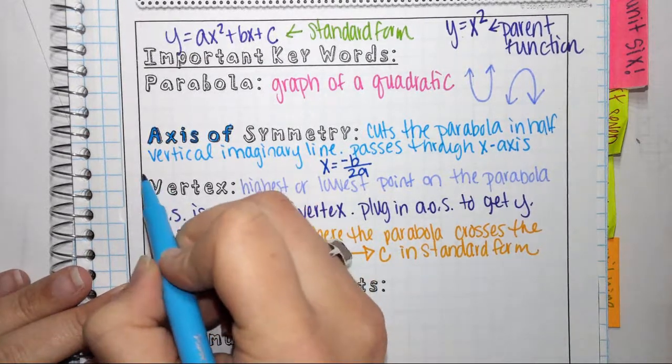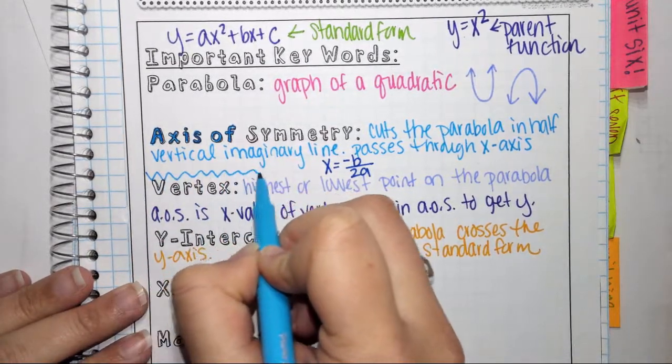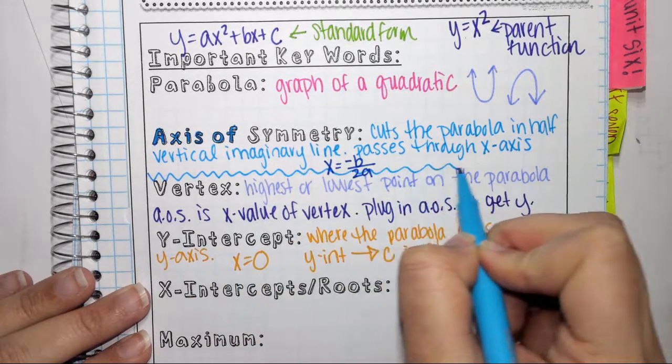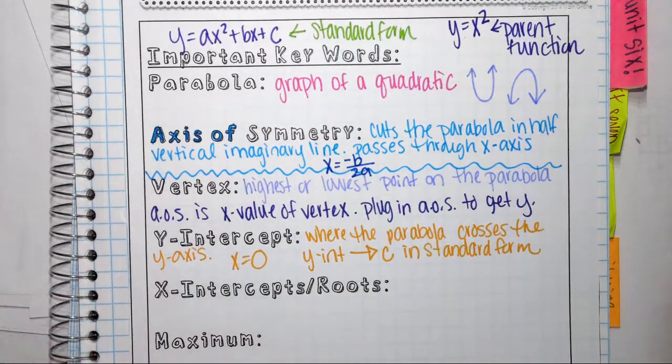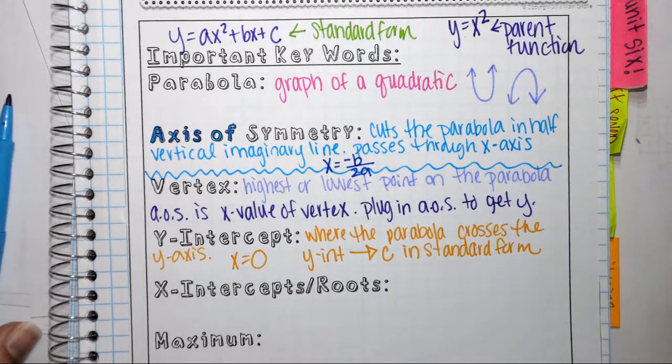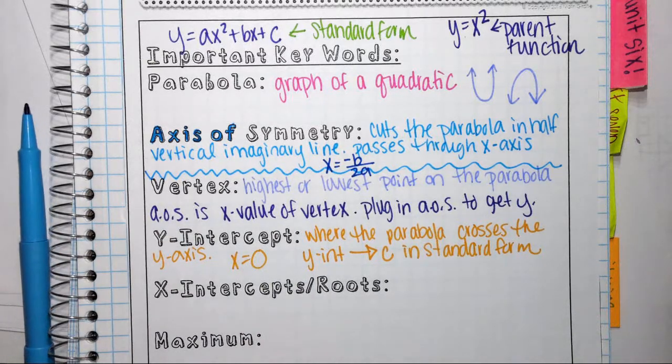All right, what is our x-intercept or our roots? Where it crosses the x-axis, good. And what else do we call those? We call them x-intercepts, roots. There's 2 other names. Zeros and solutions. Good, take a point if you said that.